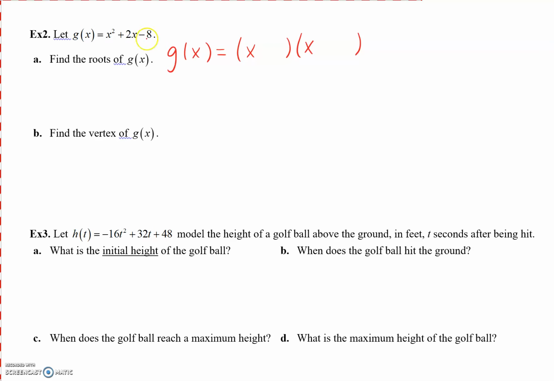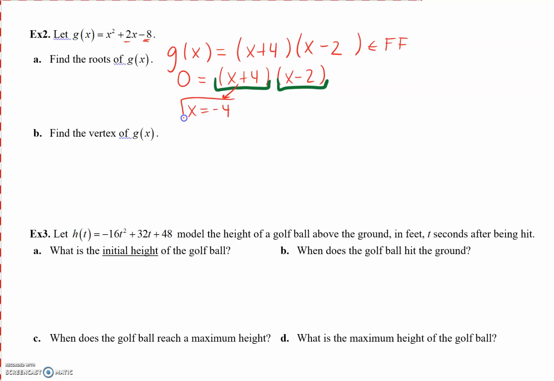I'm going to look for two numbers that multiply to -8 and add to 2. So those two numbers must be +4 and -2. Now that I'm in factored form, I set my y value equal to 0. I use the zero product property to take each one of my factors and set them equal to 0. So if I set the first one equal to 0, I would get that x is -4. If I set the second one equal to 0, I get 2. So my two roots are x equals -4 and x equals 2.